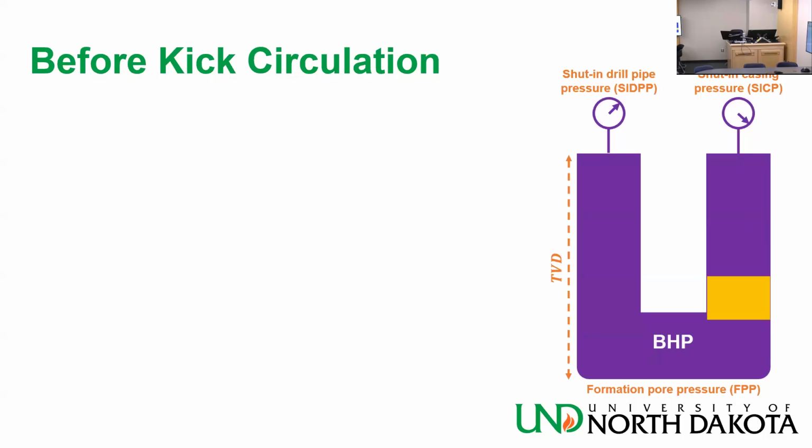I'm approaching that. SIDPP is 500, making easy numbers, and I'm at 530. What can I do to fix that? I don't want to drop below 500, I'm going to get a kick. Operationally, what can I do? Increase the mud weight? No, I cannot increase that. Can you increase the drill pipe pressure?